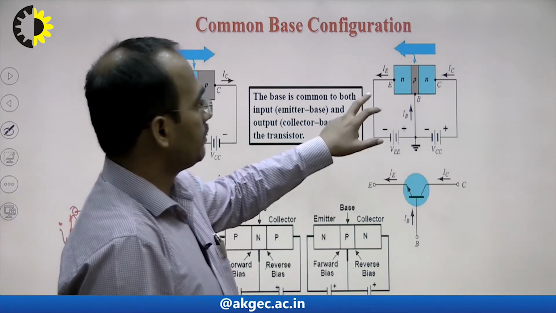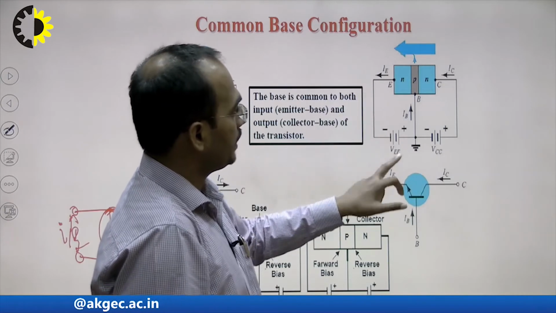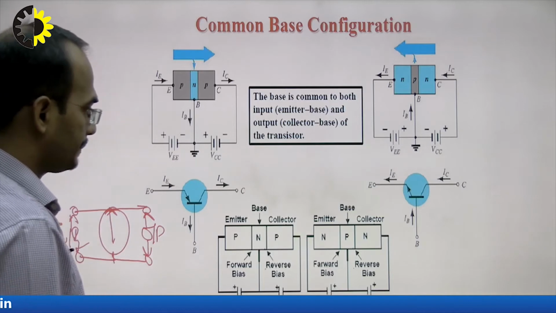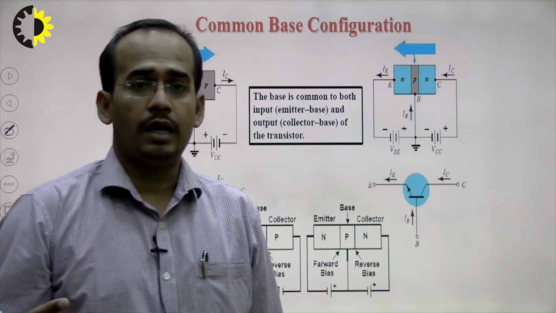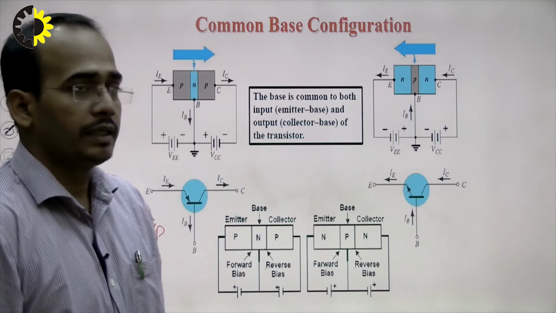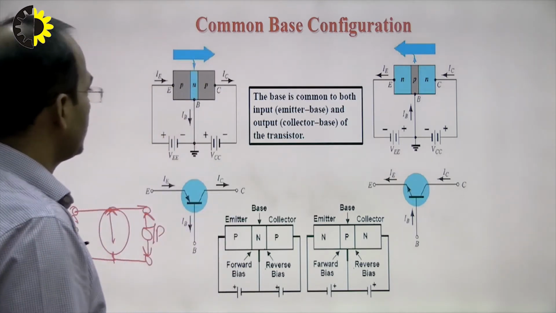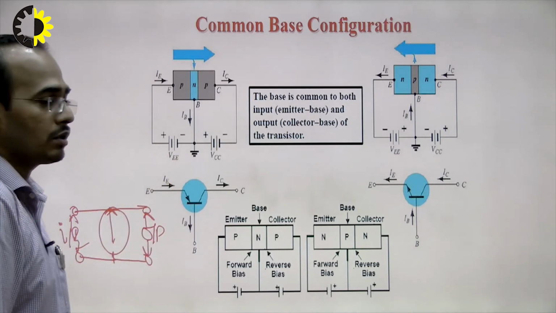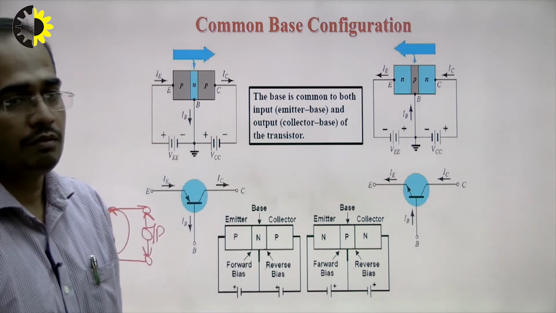Similarly, for an NPN transistor, if I make the base terminal common, the input is given between emitter and base, and output is taken from collector and base. For operating this transistor as an amplifier, we have to take the condition of active mode, that is, the emitter base junction is forward bias and the collector base junction is reverse bias. By making the emitter base junction forward bias and collector base junction reverse bias, we can use this common base configuration in the circuit for the application of amplifier.